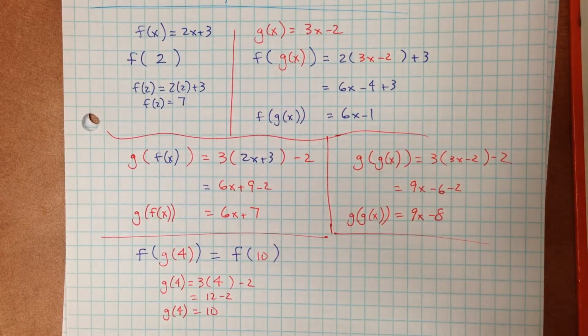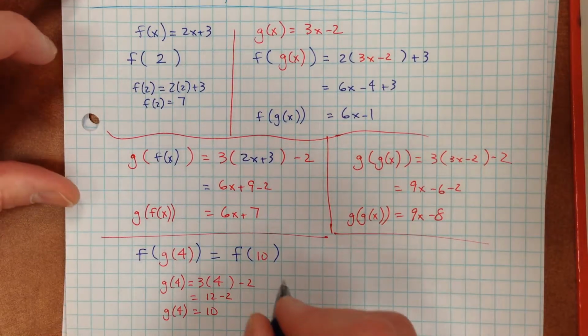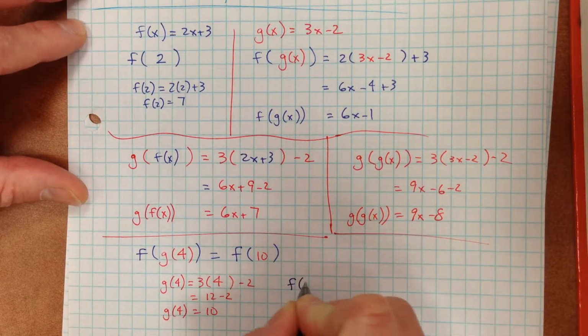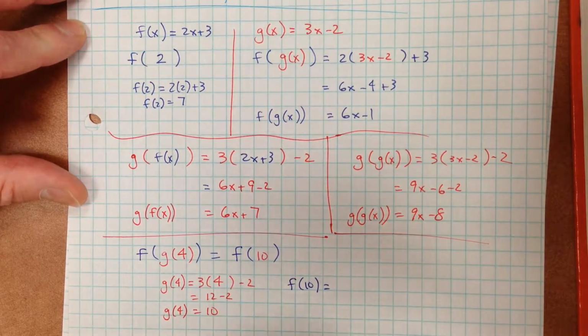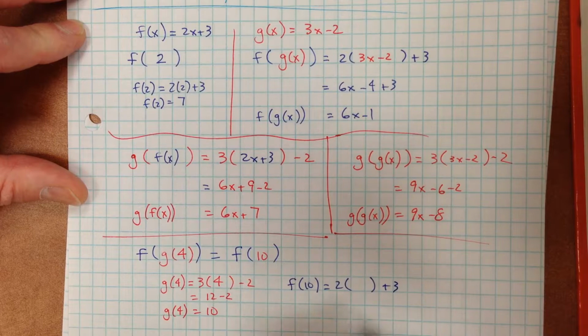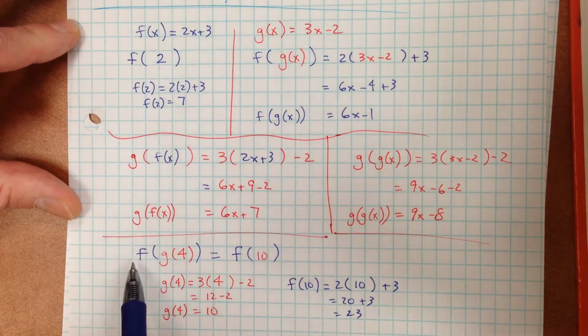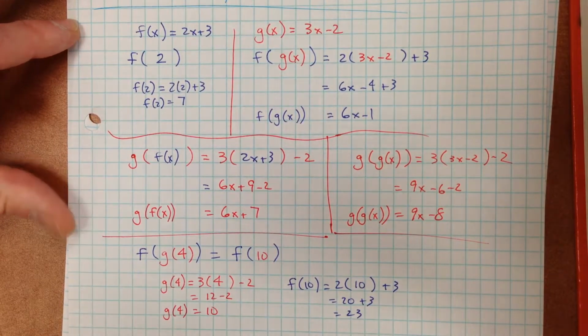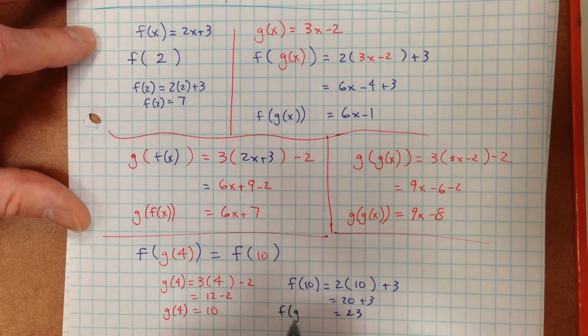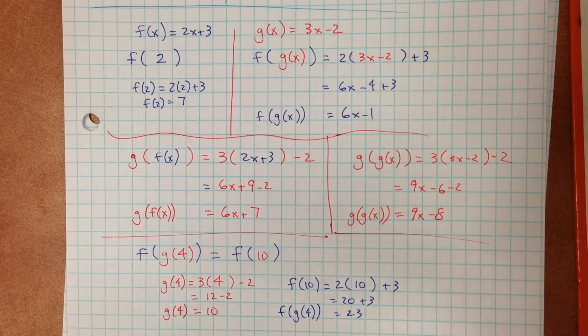f of 10, can you do f of 10? Well, yeah, we did f of 2 right up here, so it is a very similar process. So f of 10 equals 2 times 10 plus 3 equals 20 plus 3 equals 23. Therefore, f of g of 4 equals 23. There you are. That is some nice function composition.